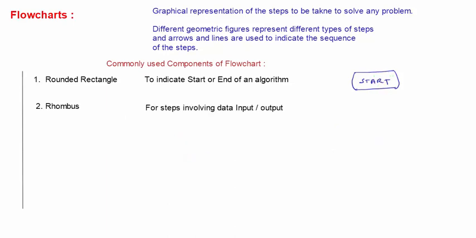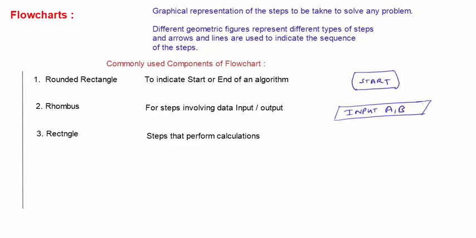Second is the rhombus. It is used to indicate input or output. For example, I want to input, let's say, two numbers. I can write it in a rhombus. Let's say input A, comma B. I can just write input and then write multiple variables there. We can write input or we can write read also.